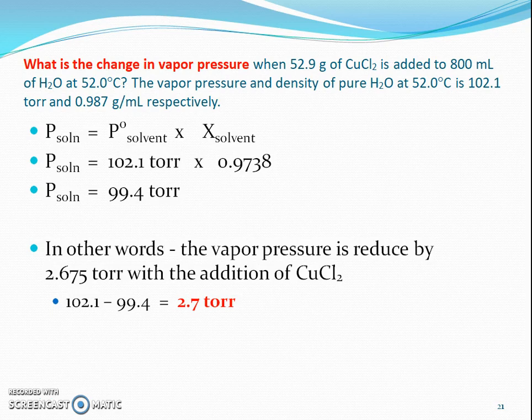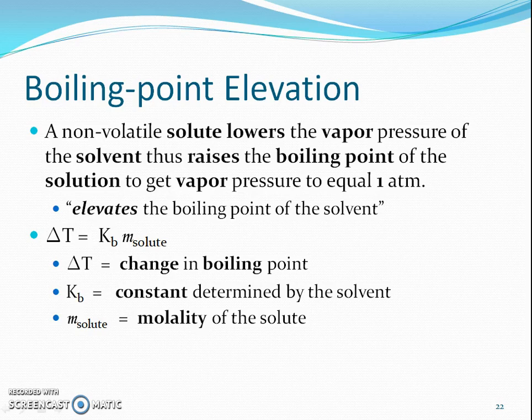So we have the pressure that they give us of the pure water. They give us the pressure of the solution that we found out using the equation. But what we're going to do to those two numbers is subtract, because we want to know what happened to the change. How much did it change? It changed 2.7 torr from the normal pure water to the solution of the water with the copper chloride. So that's a pretty big difference in pressure.